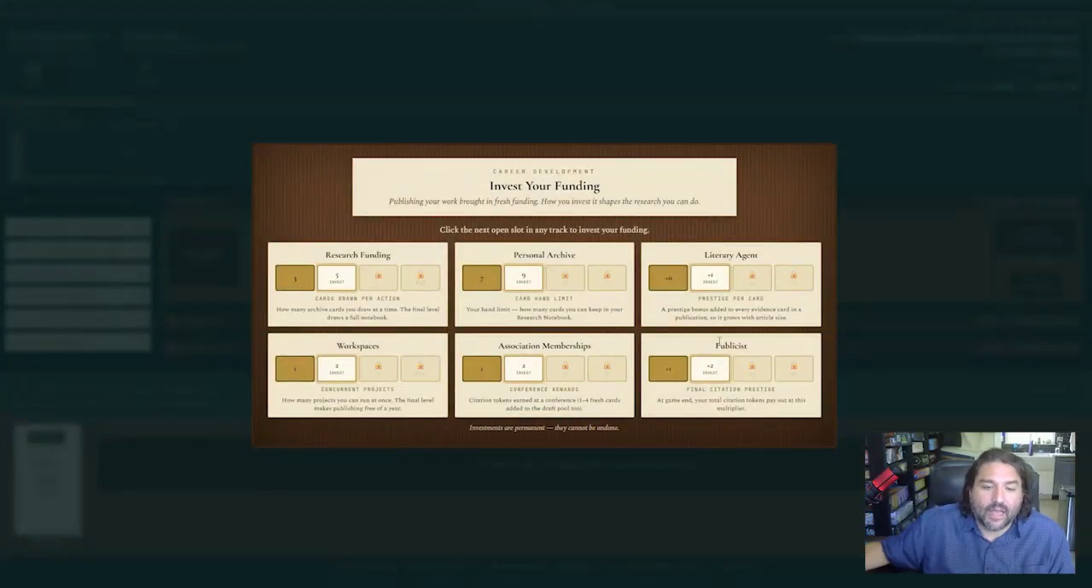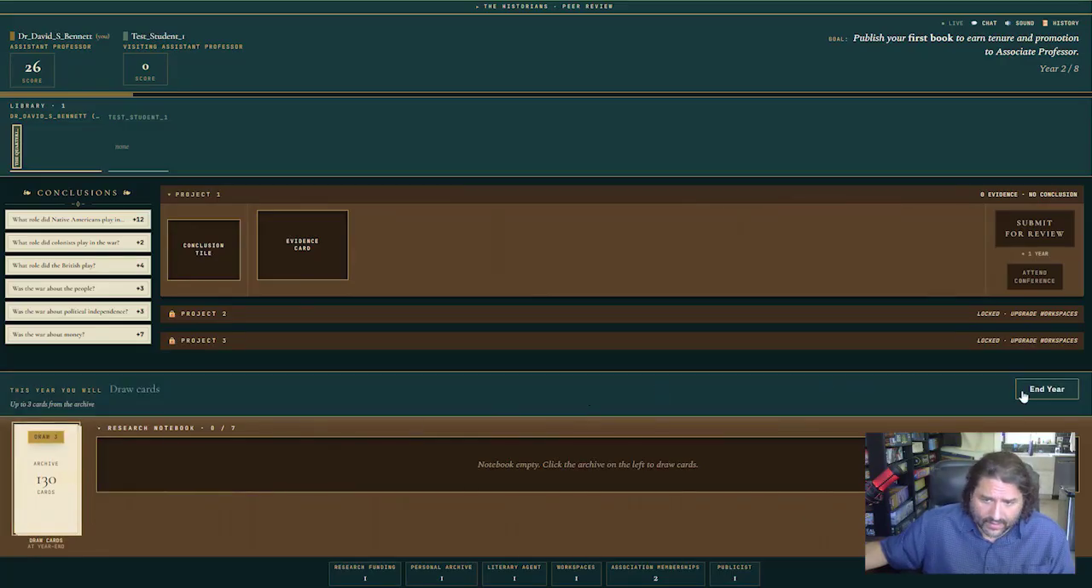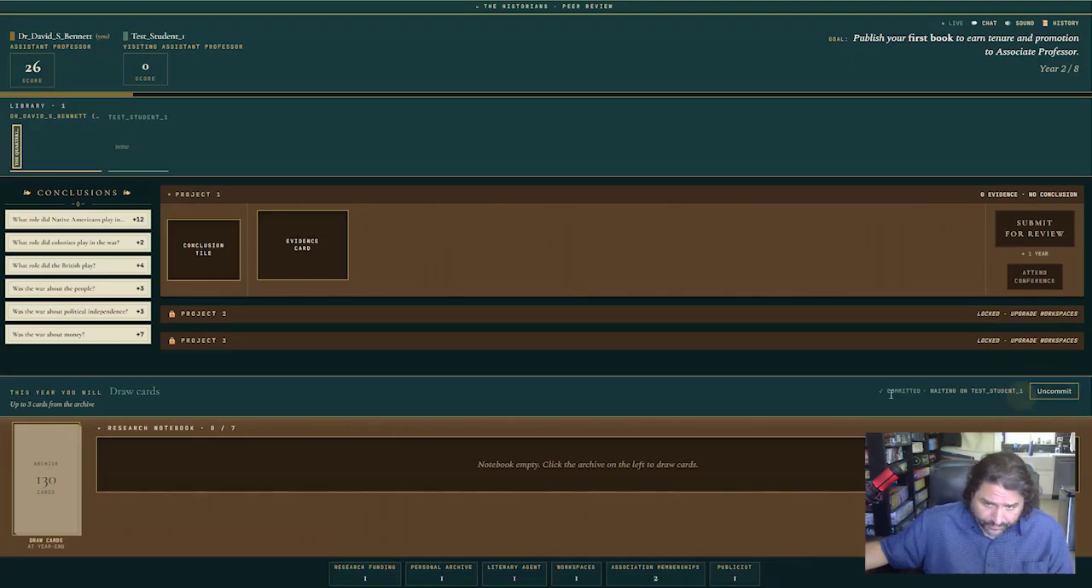And now this is that upgrade board system that I love. I really love engine builders. I love the idea of making something more reflective of your own interests. In the solo version, I went with research and literary agent, and I built my framework around those two. This time I'm going to do association memberships, because my goal is to use citations and citation materials to bolster my experience. Now, I'm going to draw more cards because I have no cards in hand, and I'm going to wait until my opponent makes a decision about what they're going to do.